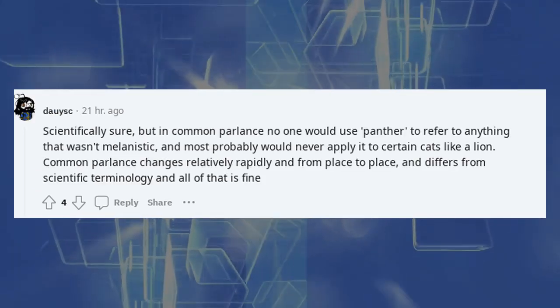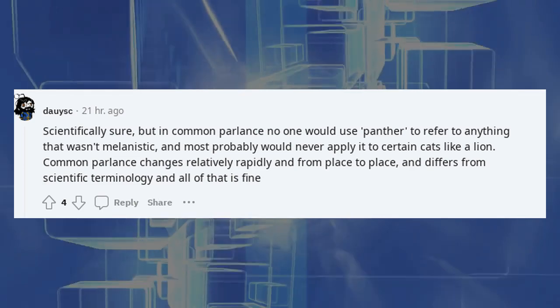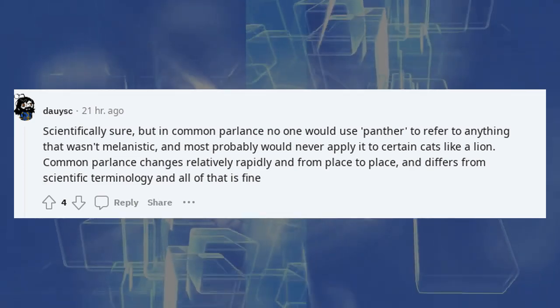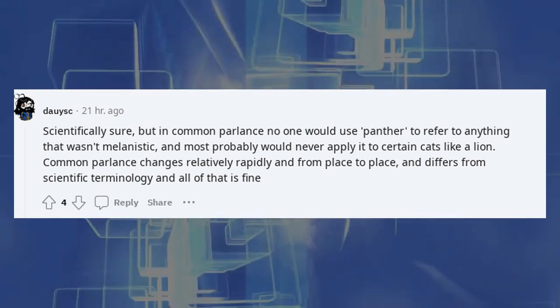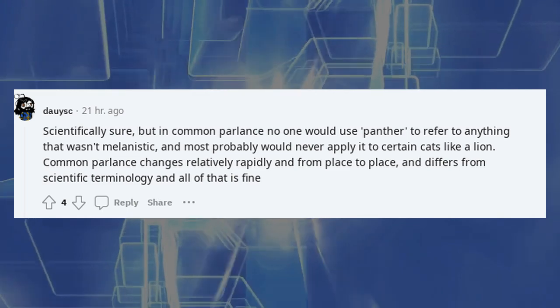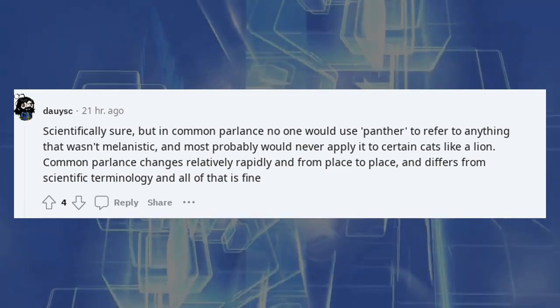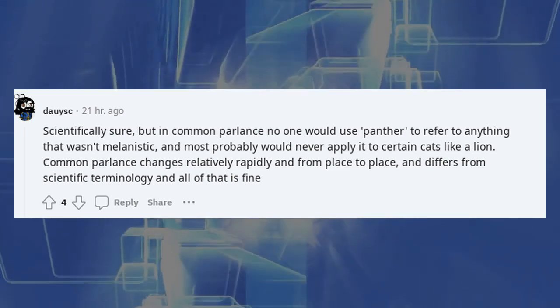Scientifically sure. But in common parlance no one would use panther to refer to anything that wasn't melanistic, and most probably would never apply it to certain cats like a lion. Common parlance changes relatively rapidly and from place to place, and differs from scientific terminology, and all of that is fine.